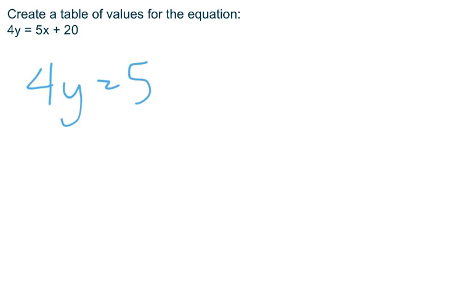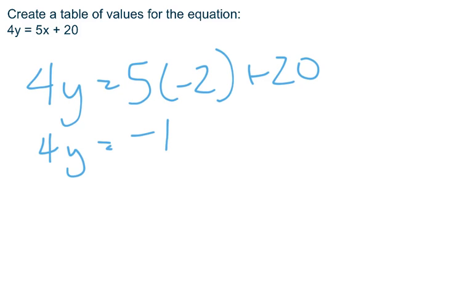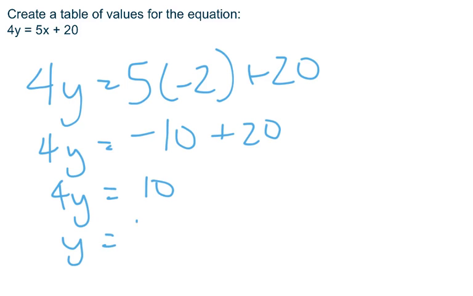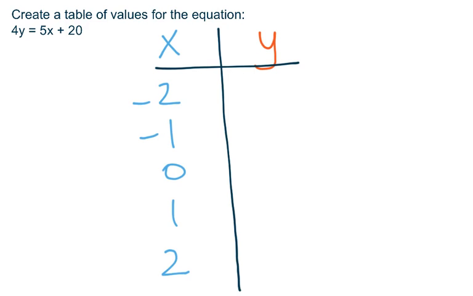4y = 5 times -2 plus 20. 4y = 5 times -2 is -10 plus 20. 4y = 10. y = 10 over 4, which simplifies to 5 over 2. We can plug that in for our y value, 5 over 2 right over there. Let's try that with -1.